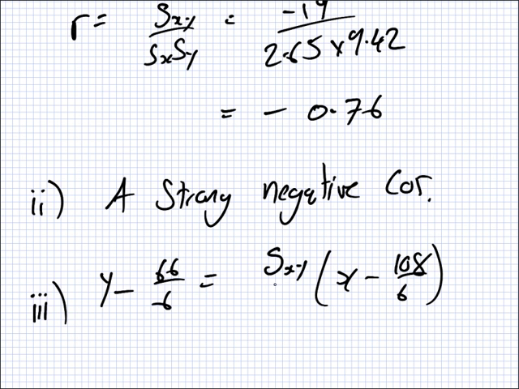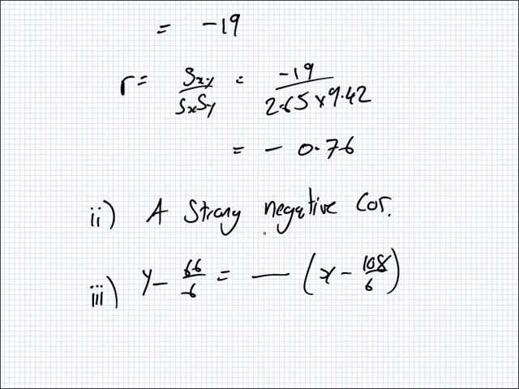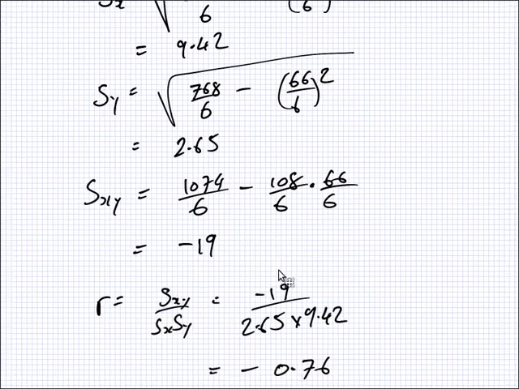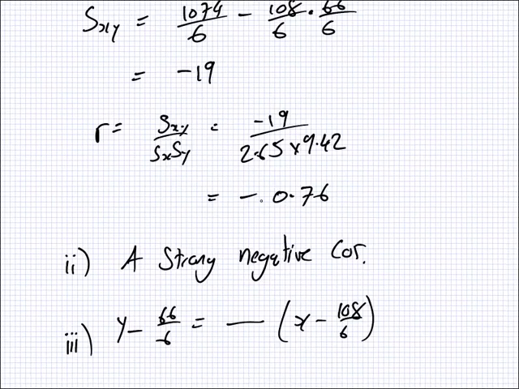Is this the formula for the m? Sxy over Sxx, is it? It should be in the formula book. Have you got it? Yeah. What is it? Sxy over Sxx. Okay, so that's minus 19 over Sxx.